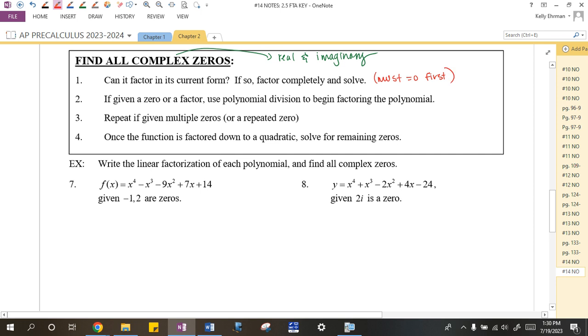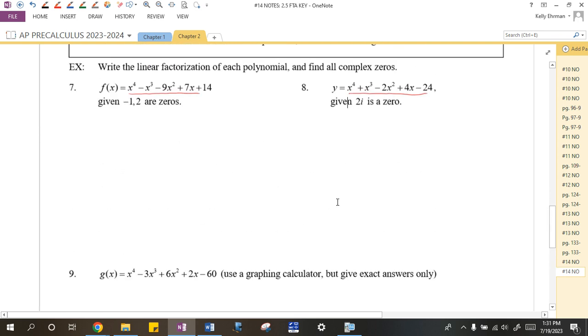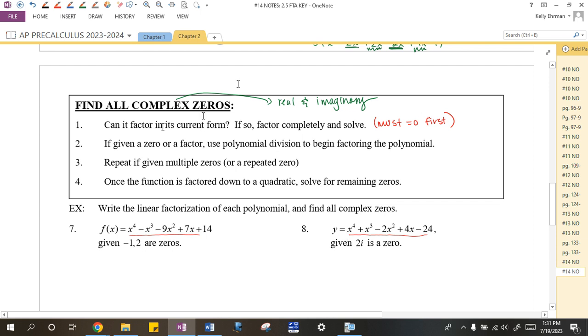But most likely in this section of this chapter, you won't be able to factor it just by looking at it. So take a look at these. They don't factor by grouping because they're 5 terms. So if it doesn't factor, you're either going to be given a 0 or you're going to be given a factor. So given a 0 is like x equals c is a 0 of the function, or given a factor is like x minus c is a factor.